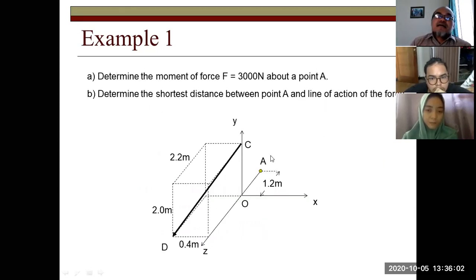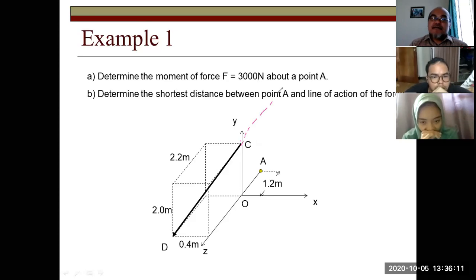Okay, so if we draw the line of action of that force, basically it is this part there. This is the line of action.